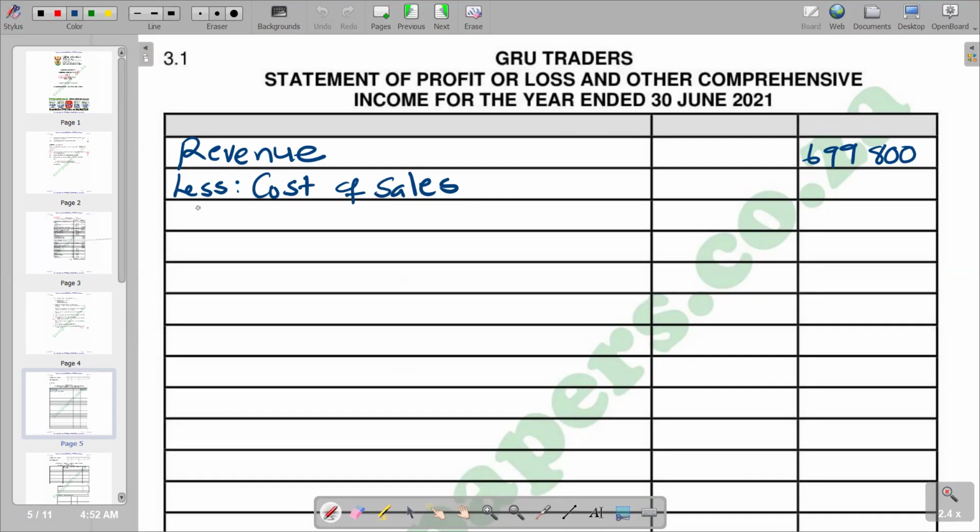We are saying our opening inventory, 48,680. So from there, you are supposed to add your purchases. So yes, we are adding to the figure of purchases, we are adding into our inventory. So we say add purchases.